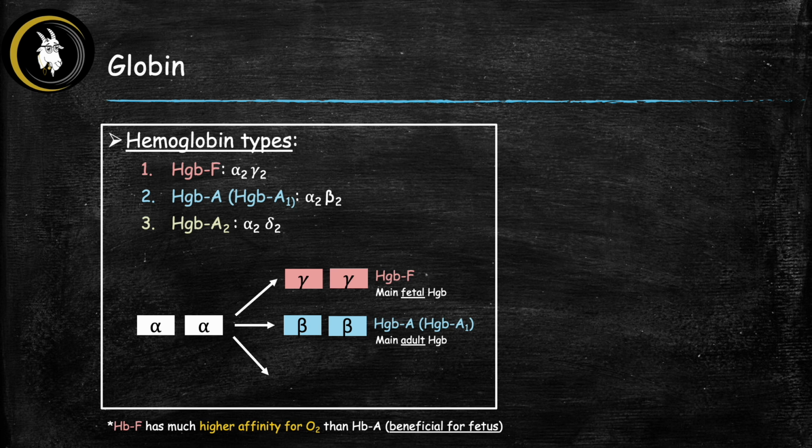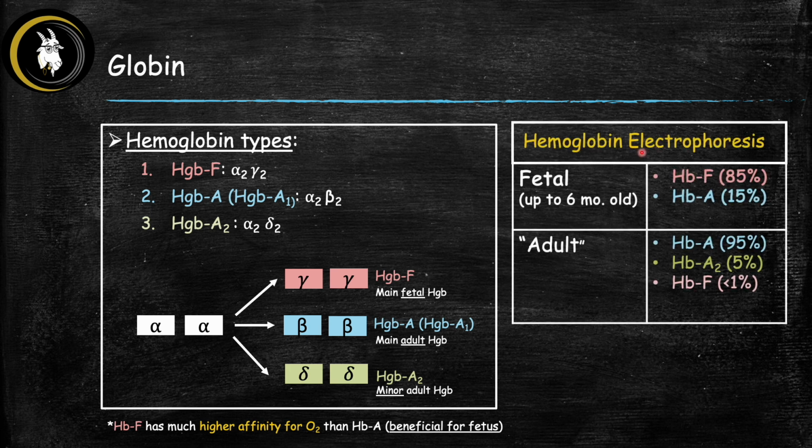And then finally there's hemoglobin A2. In this one, the 2 alpha chains are paired up with 2 delta chains, and I'm guessing that this one is named A2 because it's only a minor contributor and much less common than hemoglobin A1. So what this all means is that if we do a hemoglobin electrophoresis to check out all the different types of hemoglobin we have, this is what we would see under normal conditions.